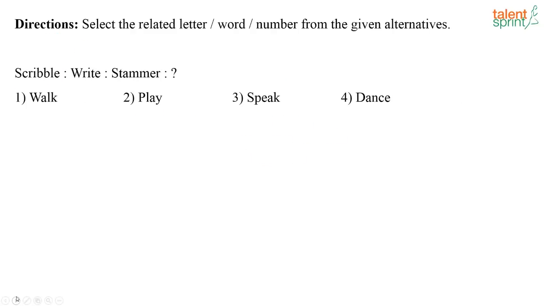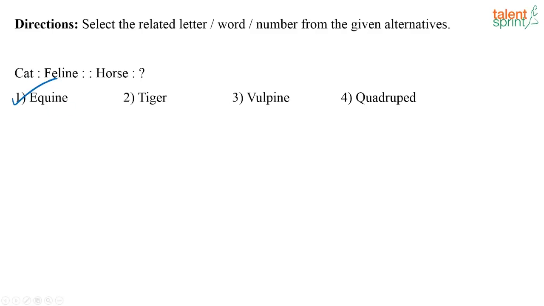Next question, scribble is to write as stammer is to dash. Speak. So, scribbling is a type of writing. Stammering is a way of speaking, right? Some people stammer when they speak. Option 3. Cat is to feline as horse is to dash. So, feline represents a particular family of cat. Similarly, equine represents a particular family of horse. So, that is option 1.